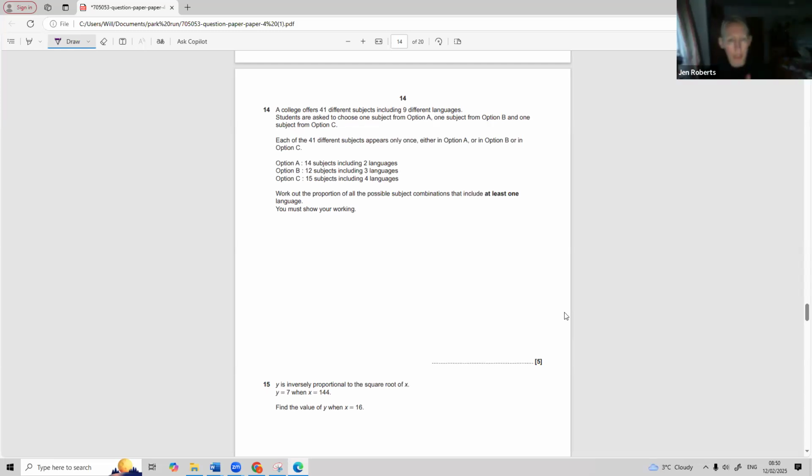What I think I'll work out first of all is how many different combinations we can have of all possible subjects for A, B, and C. Because we've got 14 for option A, 12 for option B, 15 for option C. I'm just going to multiply those together. So that gives me the total different combinations of subjects for the options. I know it's going to be out of this amount.